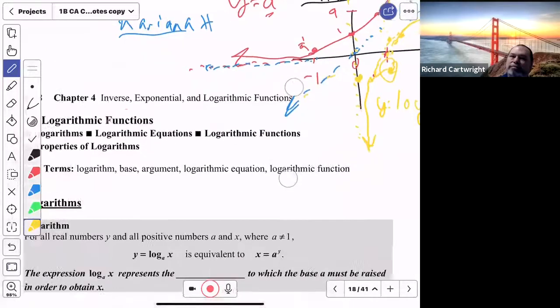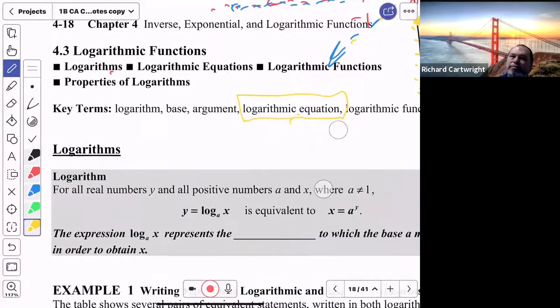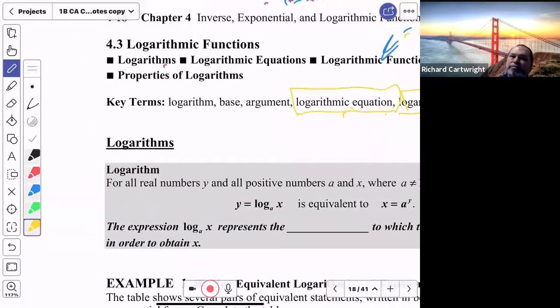Okay, so let's talk about it. I mentioned that we're doing logarithmic equations. That means just like in exponential, we'll solve them. We'll solve a logarithmic function. We graph them. And we don't graph equations typically. We graph the function y equals. Equation means you're solving it for x. Logarithm, just like exponential, has a base, and the argument is the variable, like in this case x.